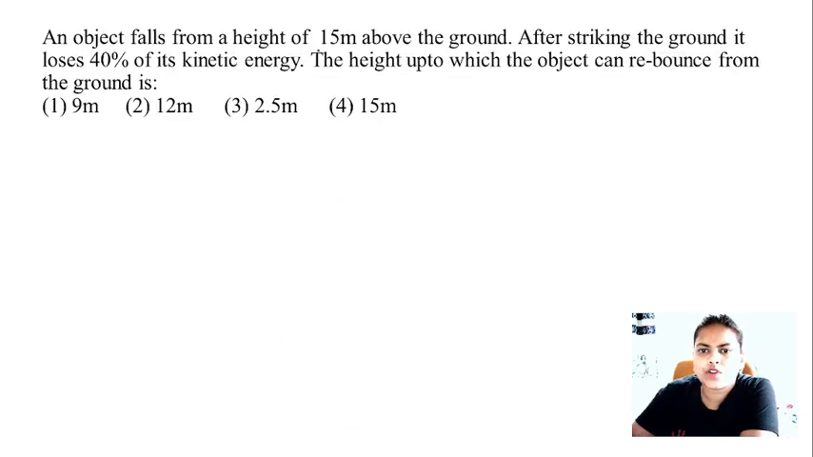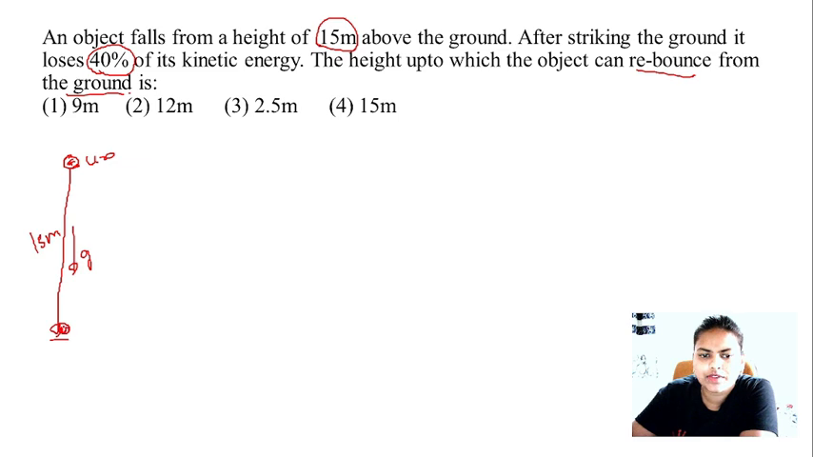An object falls from a height of 15 meters above the ground. After striking the ground, it loses 40% of its kinetic energy. The height up to which the ball can rebound from the ground is? So, the ball initially falls, so initial velocity is 0. It covers a 15-meter distance, so g is acting in the same direction. Before hitting the ground, it has the velocity v1.